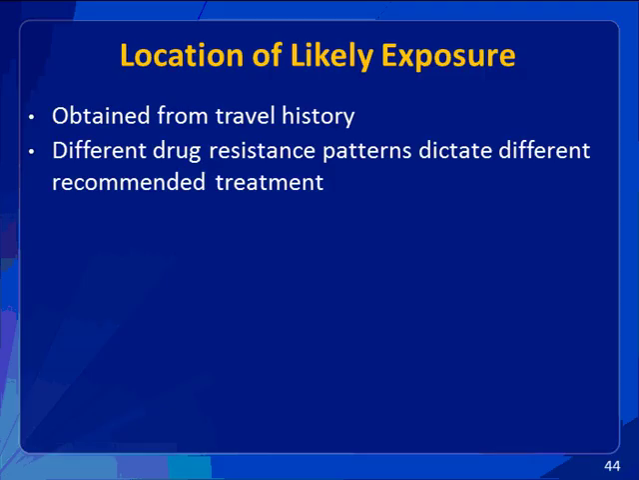The next piece of information to gather is to determine where the malaria infection was likely acquired. This is typically obtained from a travel history. The reason for needing this information is the fact that there are different drug resistance patterns in different countries, which dictate different recommended treatments.